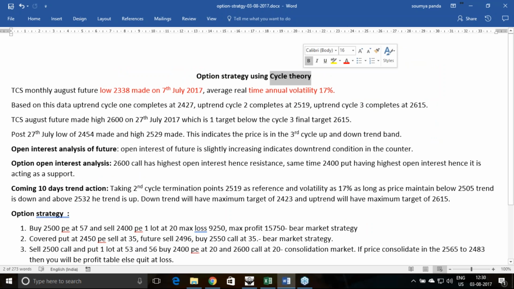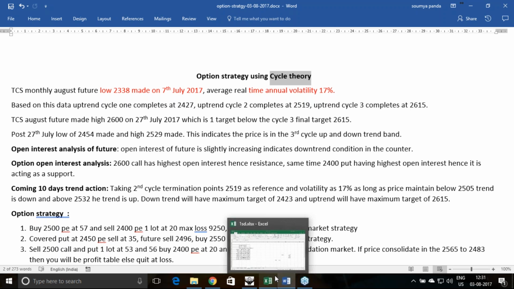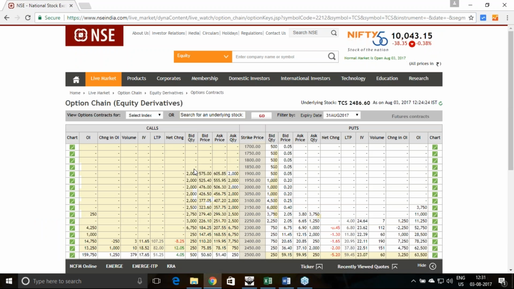So you have three cycles you have studied, how the uptrend cycle moved, how the downtrend cycle moved. Post that you have started forming this strategy. Same way, you can form many different strategies in different counters.